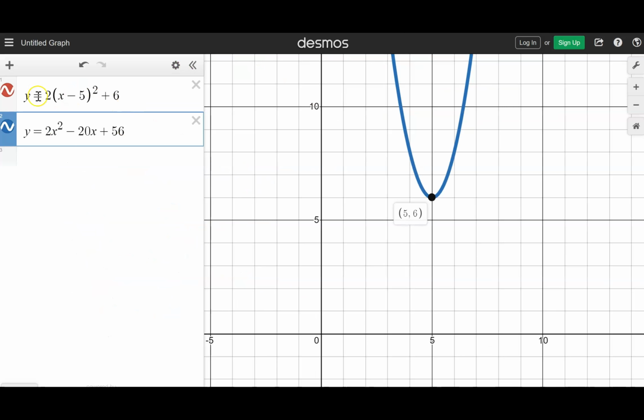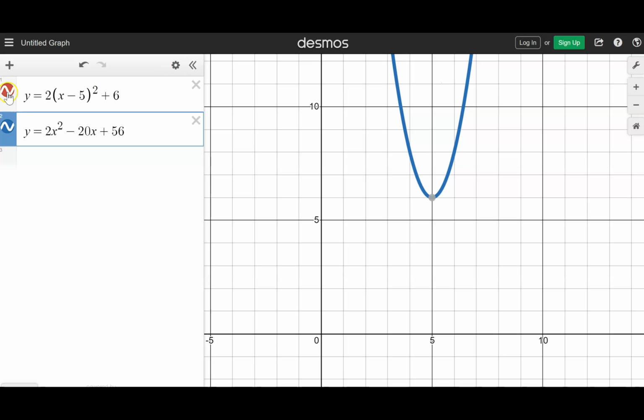So what you can see is I have entered in both of the equations, the one in vertex form and the one in standard form. If I take off the one in standard form, you can see the one in vertex form is basically graphing the same parabola. I can put the standard form on, take off the vertex form, and again I see the same parabola. So two different equations are basically giving way to the same exact graph of the same exact parabola.